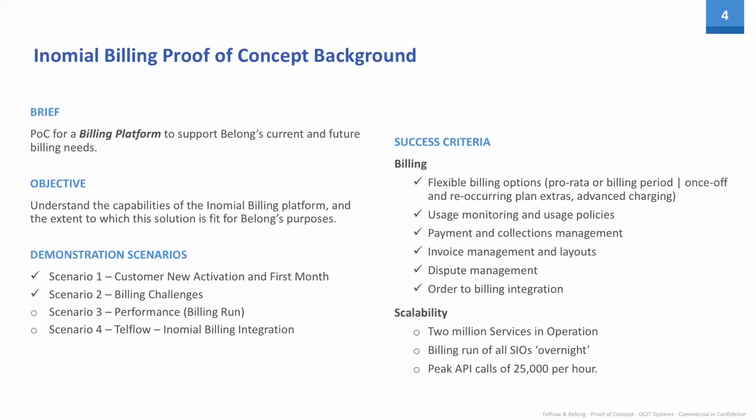As mentioned, there's some non-functionals there as well. So 2 million services in operation, a billing run of all those services overnight, and peak API calls of 25,000 an hour. So similarly to the order management one, we'll give you a report for most of those, but obviously the billing run is something that you want to see. So we'll show how that can work. Great.